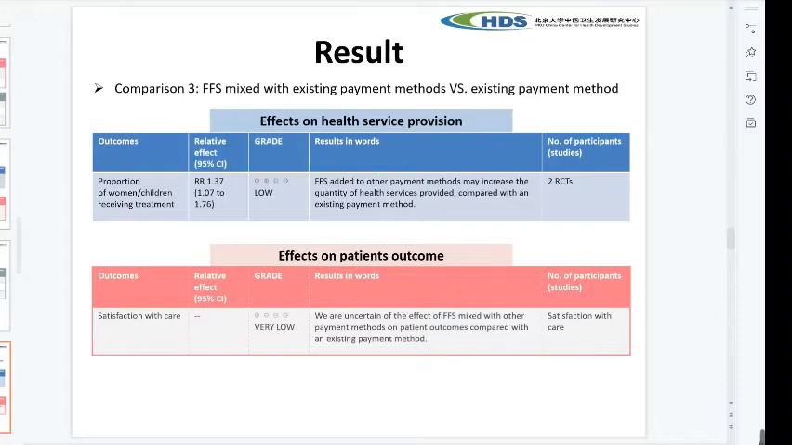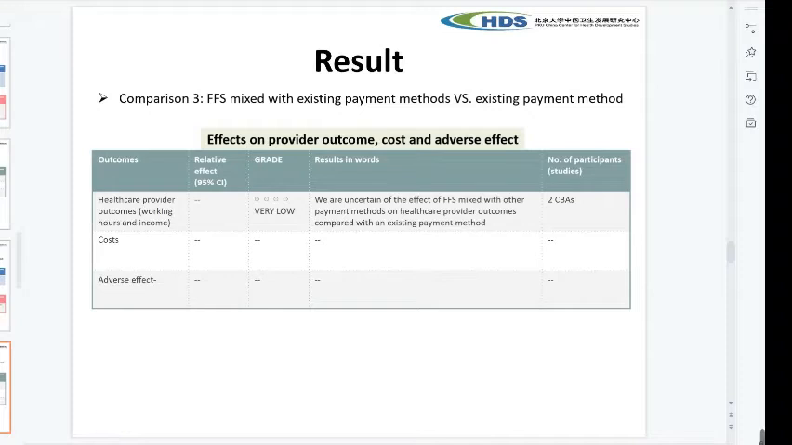It is about the satisfaction of the patient with the care. We cannot get a certain conclusion on other outcomes because of the very low certainty of evidence.